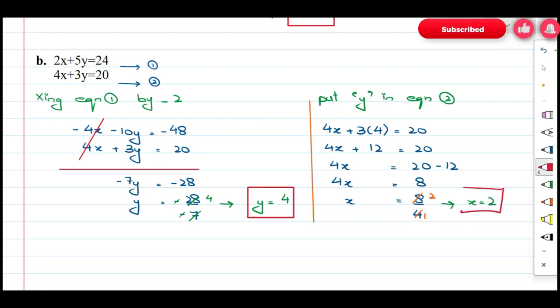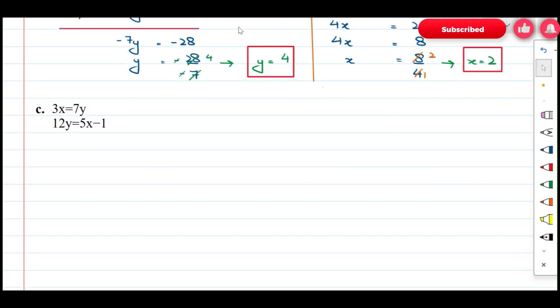So you can see we have only one solution for this system of linear equations. X is 2 and y is 4, right? Let's practice another example. All right, we have another system: 3x equals 7y and 12y equals 5x minus 1.